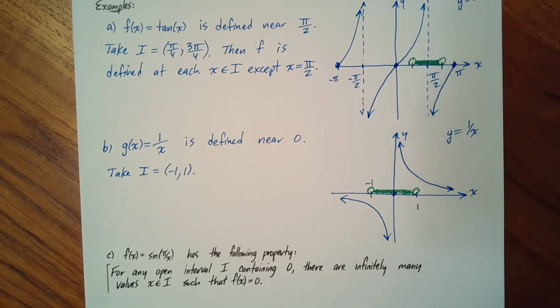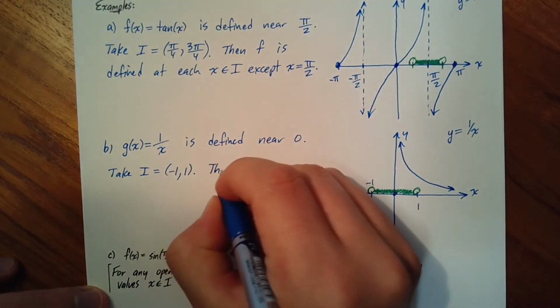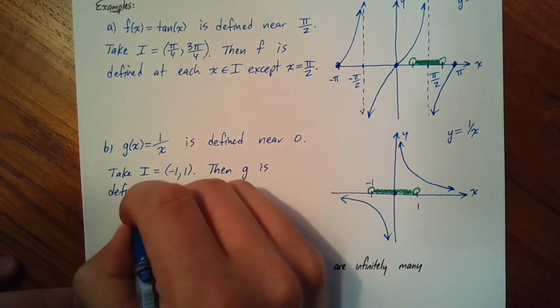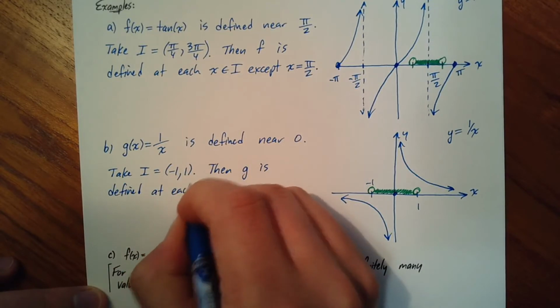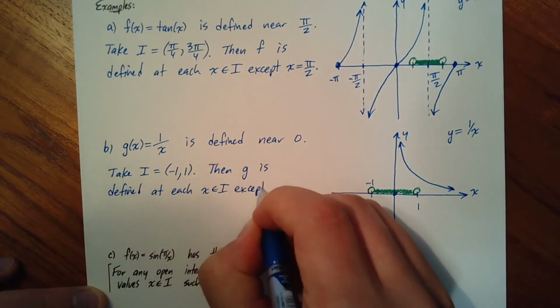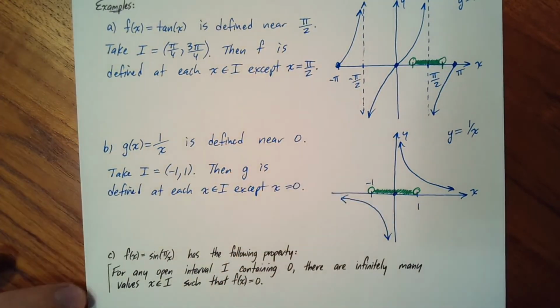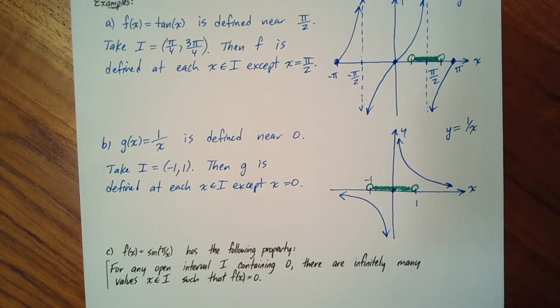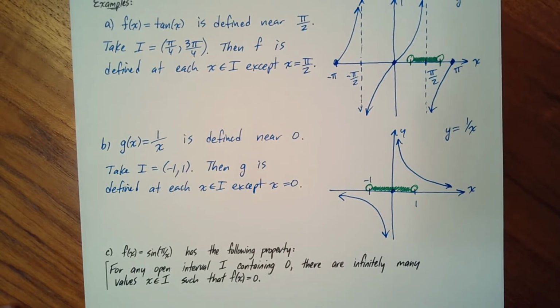Okay, so let's finish this off. Then g is defined at each x in I except x equals 0. So that's exactly what we needed. That's perfect. Okay, so now I just want to give you one more example which presents a negative case, so a function that is not defined near a particular value.